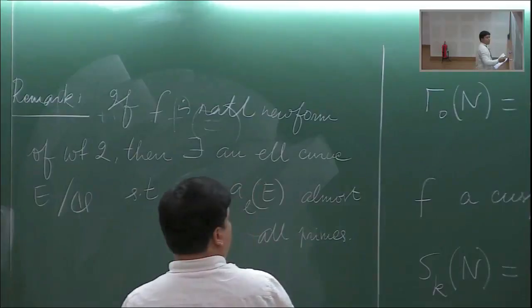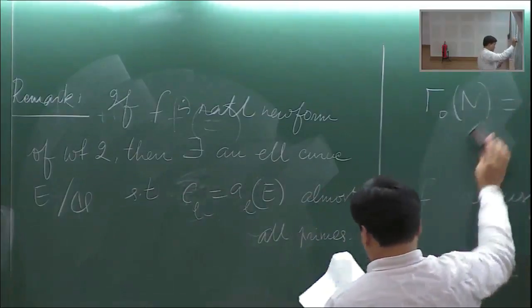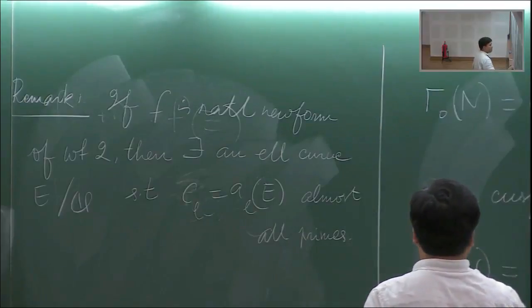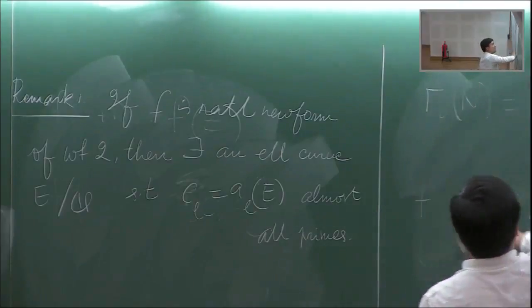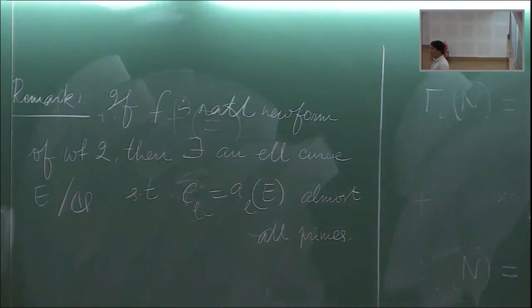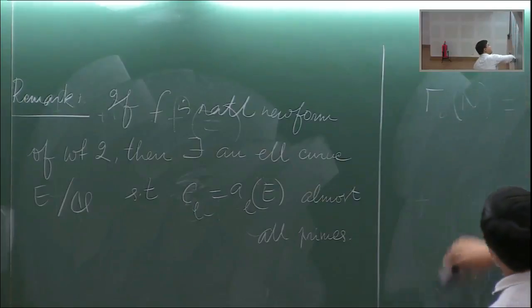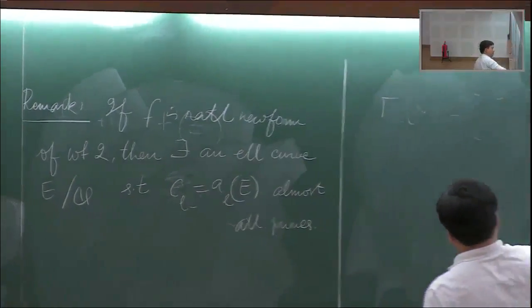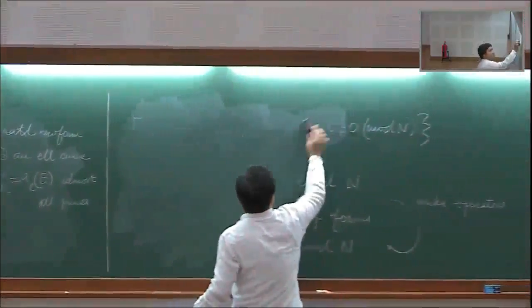Okay, so this is due to Shimura. For almost all but finitely many. So almost all means all but finitely many. The exception consists of all the primes that divide the level of F.